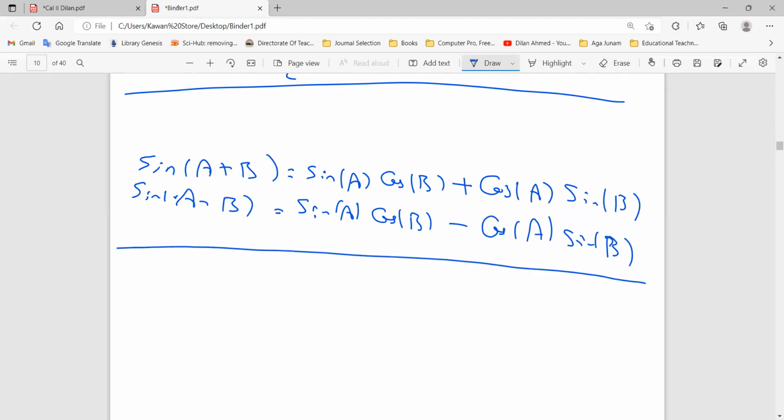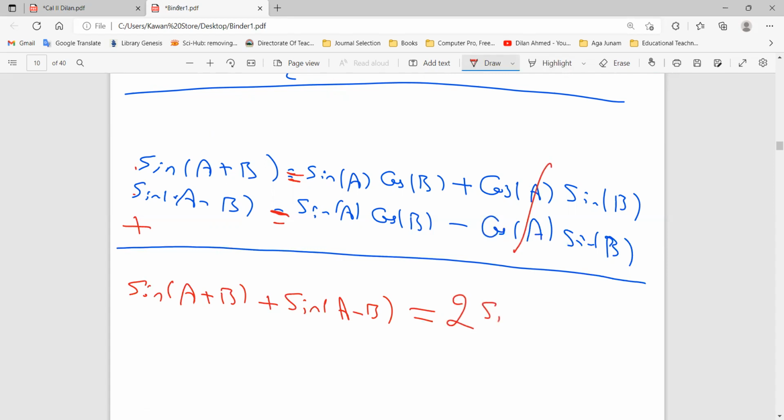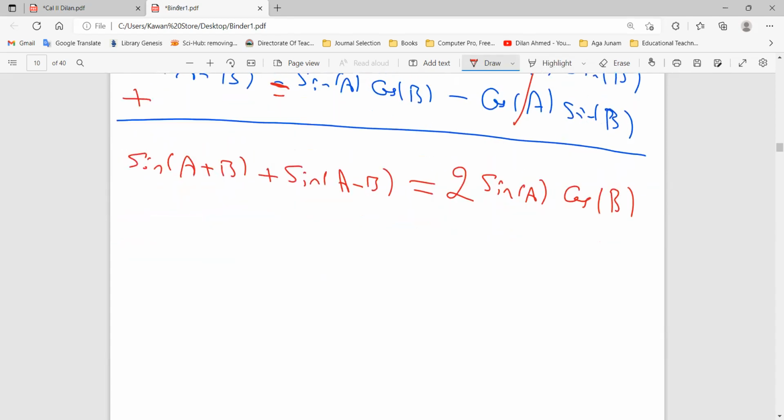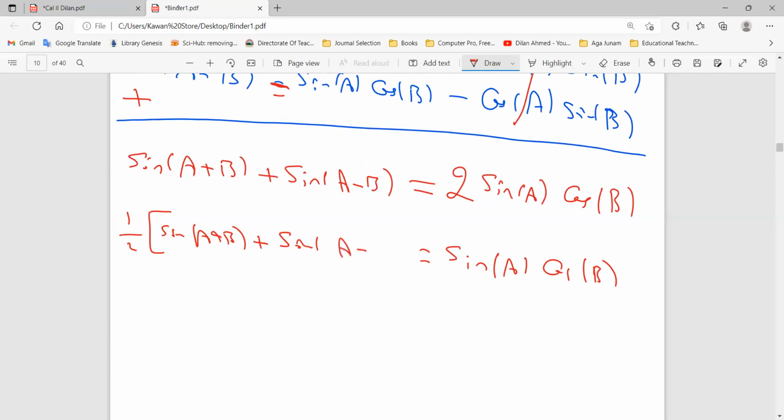So I'm going to add them, the sum of them. So sine, I say is equal to sine, left side of the equality. I'm talking about adding the left side. So sine A plus B plus sine A minus B. Am I right? Clear. Now adding this one, I'll get 2 sine A cosine B. Am I right? And the other will be 0. So I'm asking about that one. So sine of A cosine of B equal to what? Understood? You got that one? Good.